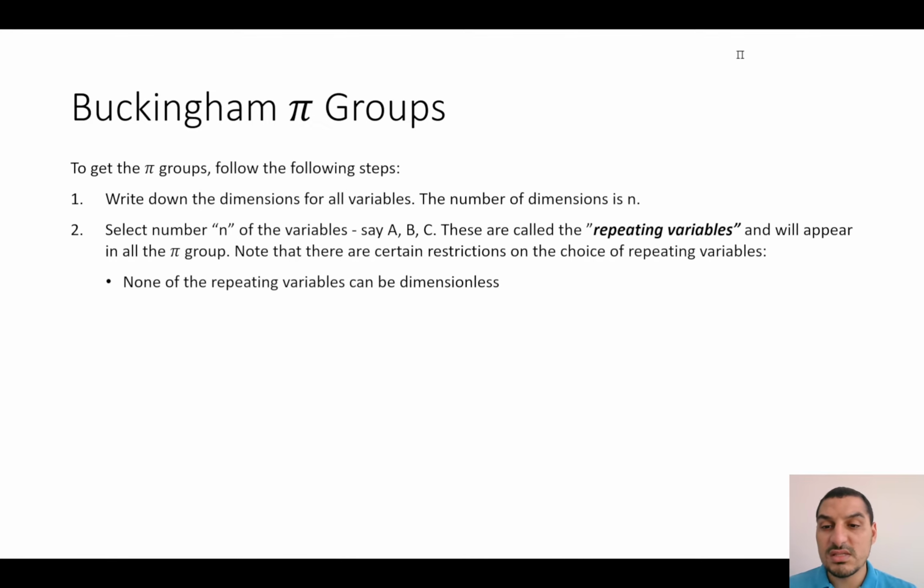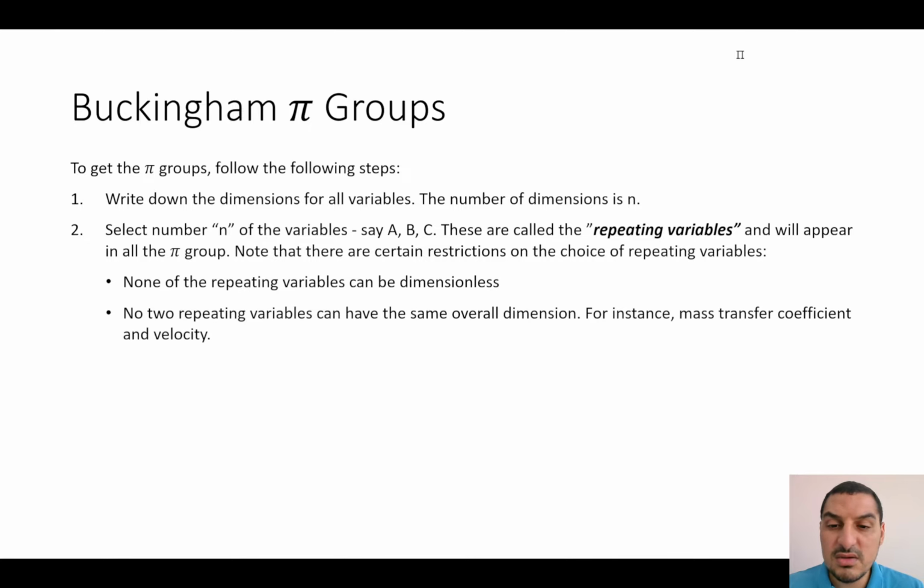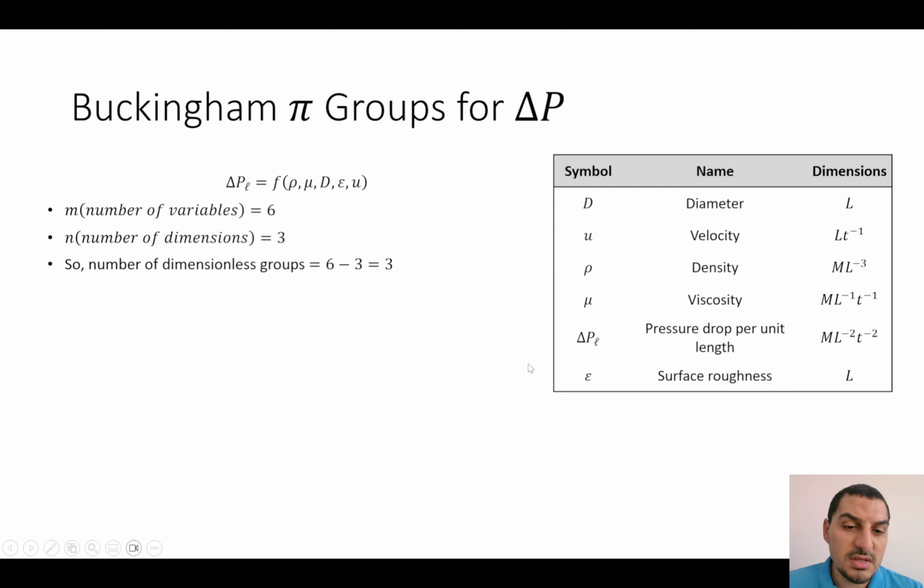So the first is that none of the repeating variables can be dimensionless. So if you have mole fraction, mass fraction, efficiency, anything that has no dimensions, it cannot be used as a repeating variable. The second is that we cannot have 2 repeating variables with the same dimensions. So in our case here, we have the diameter and epsilon. Both have the same dimension, so we cannot pick both. So either we'll pick diameter or epsilon. Okay, so I'll pick the diameter for now.